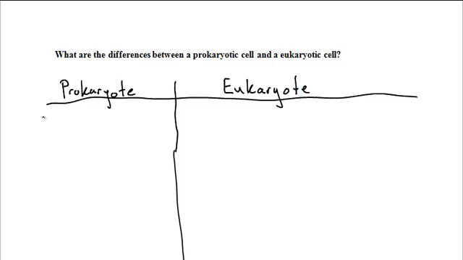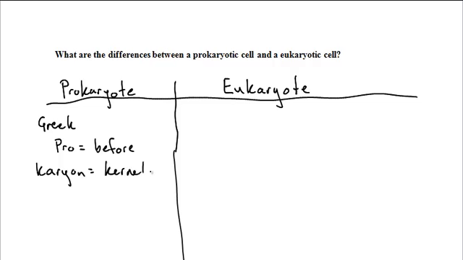And it comes from Greek. Pro means before, and karyot comes from karyon, which refers to kernel. And what they were describing as the kernel is the nucleus. So prokaryotic means cells that existed before the nucleus.